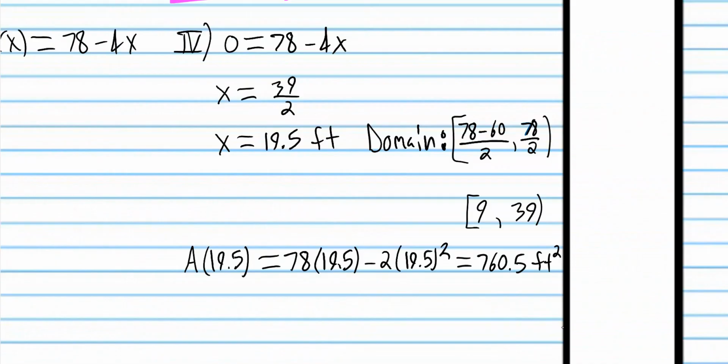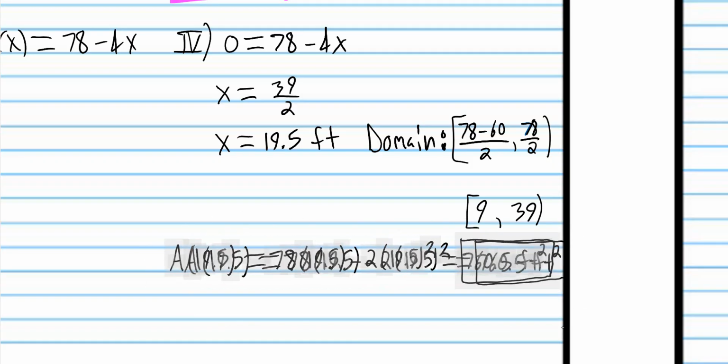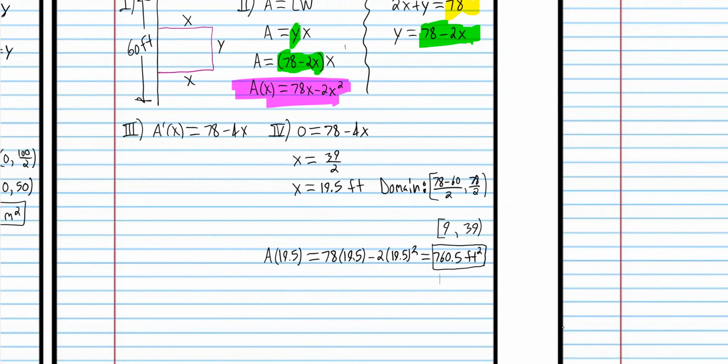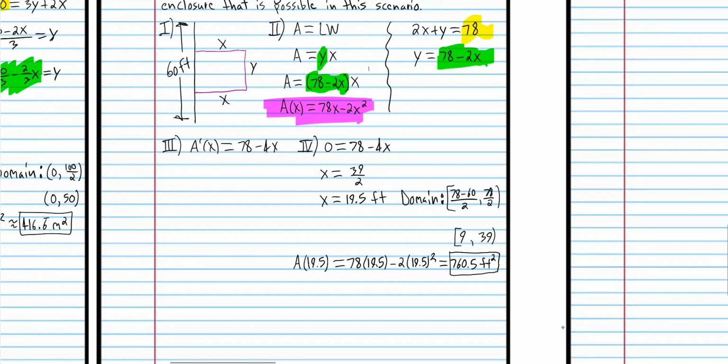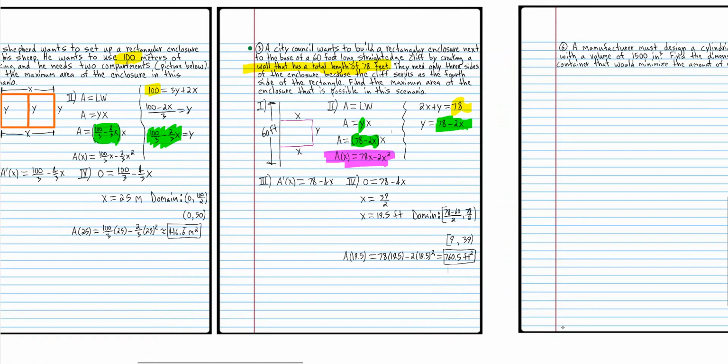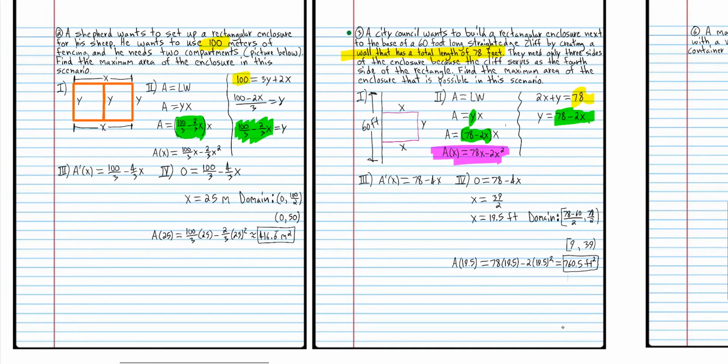Okay, we're back. Again, that's the maximum area that is possible in this scenario. So if you got that one right, excellent. So let's just double check and make sure we have all that right. Everything looks correct. So if you got that right, excellent.